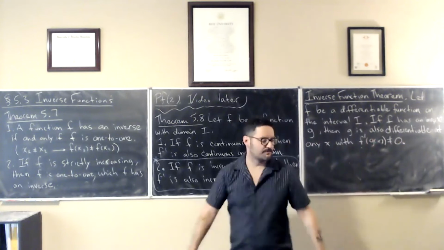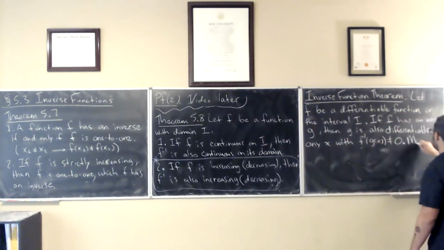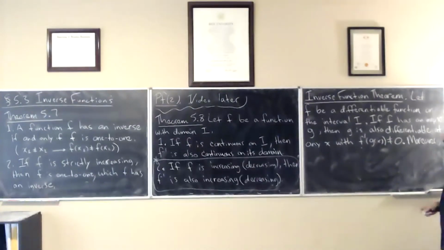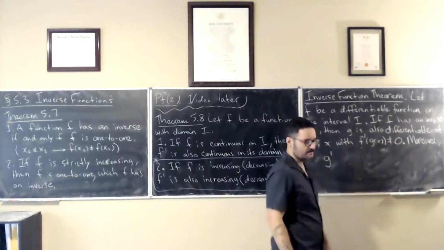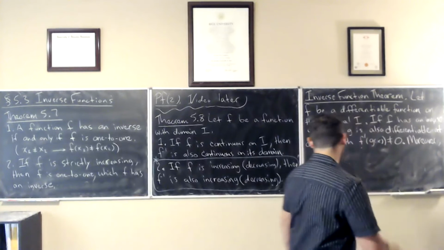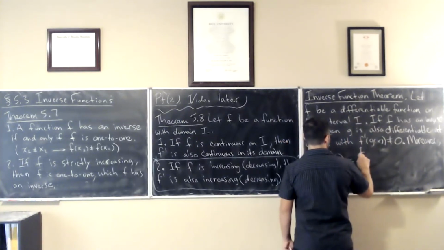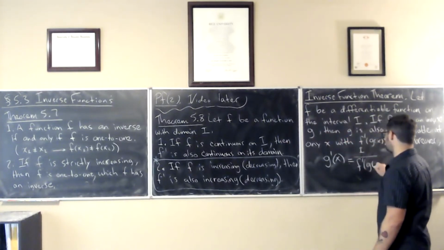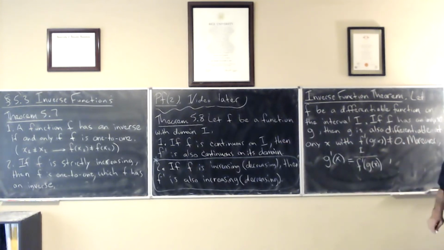And the reason for that will become apparent when I write down the next formula. Moreover, g prime of x is equal to 1 over f prime of g of x. And again, we're assuming that f prime evaluated at g of x is non-zero.